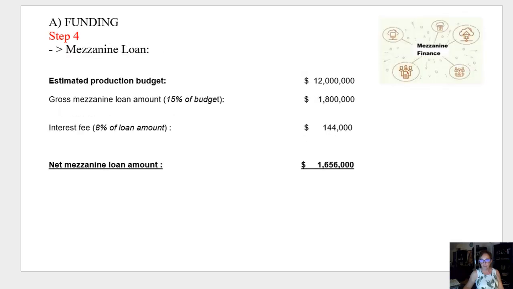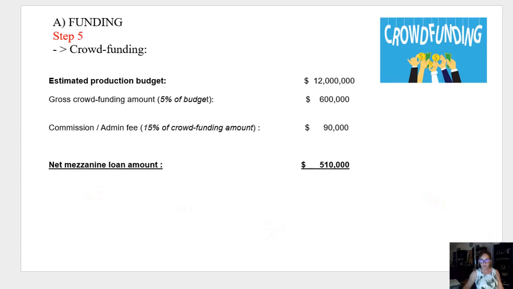So what else do we have for funding available? We do have a mezzanine loan. The mezzanine loan was 15% of the budget, so that's $1.8 million. The interest fee charged in advance is $144,000 because it's 8% of that. So what we're left with to cover our production cost is $1,656,000.